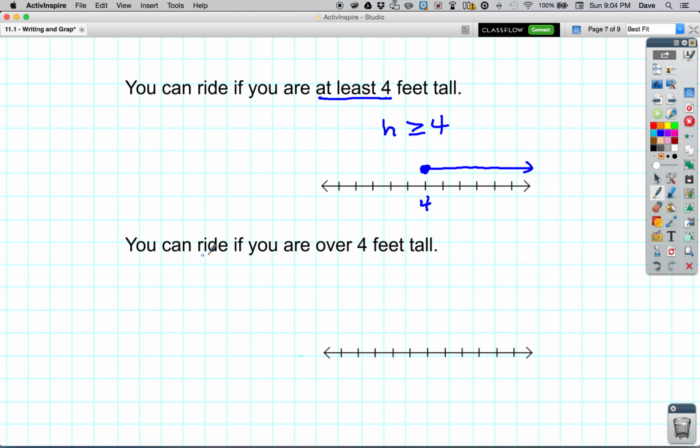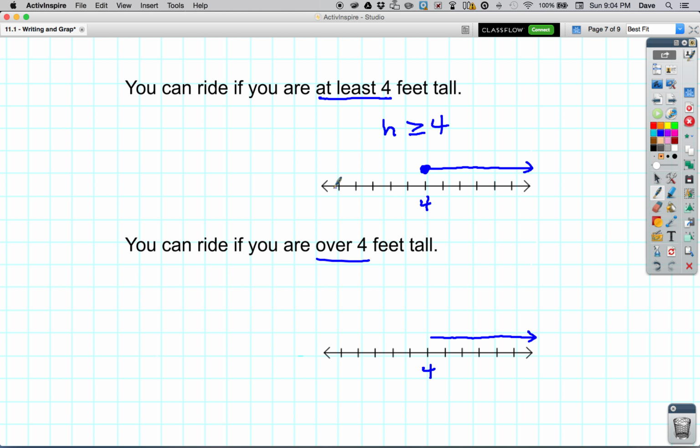All right, now look at almost the exact same problem. You can ride if you're over 4 feet tall. So ask yourself the same 3 questions again. If 4 foot height is here on the number line, if you are under 4 feet, can you ride? No. If you are over 4 feet, can you ride? Yes.